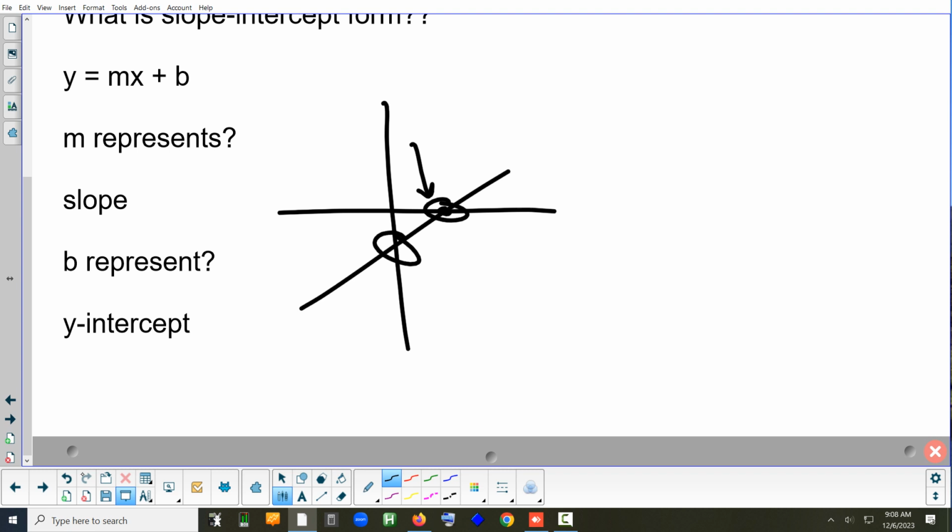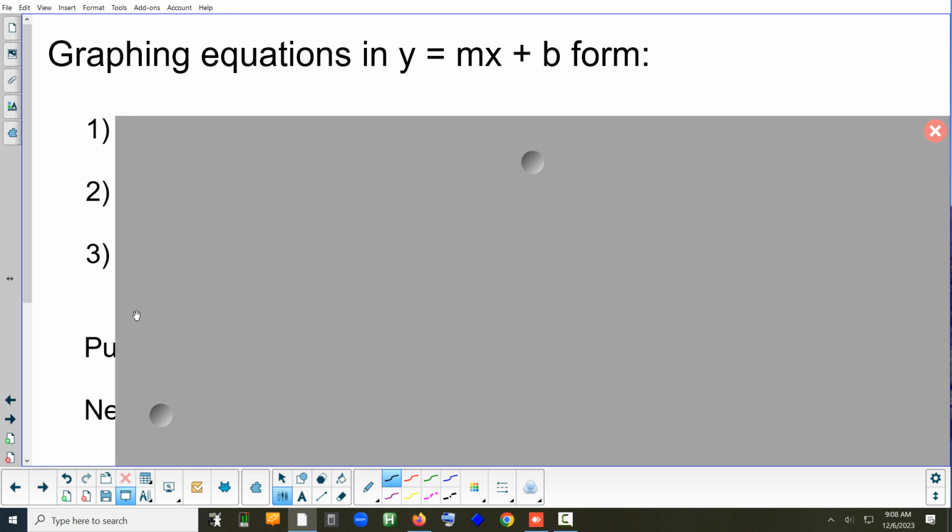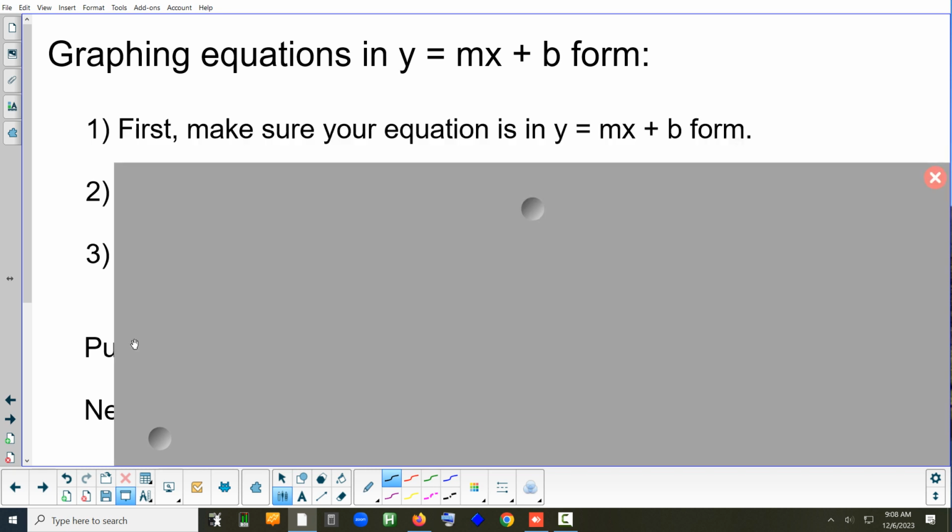All right, so graphing equations in y equals mx plus b form. Let's go to that part. There's 3 steps that you need to do, and we're going to write down the 3 steps right now. Step 1. First, make sure that your equation is in y equals mx plus b form. We had a problem in the homework where we had to rearrange it and get y by itself first.